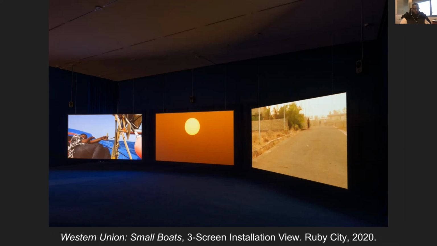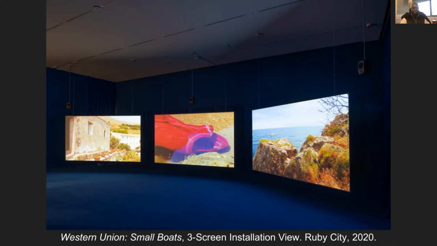And so, if you go to the next slide, please. So this just shows you an installation of how the free screen work is installed and will be shown at the Cantor Center at Stanford University as part of an exhibition called When Home Won't Let You Stay, which is an exhibition which explores these questions of migration in contemporary art practice, which Western Union Small Boats would be shown as part of.